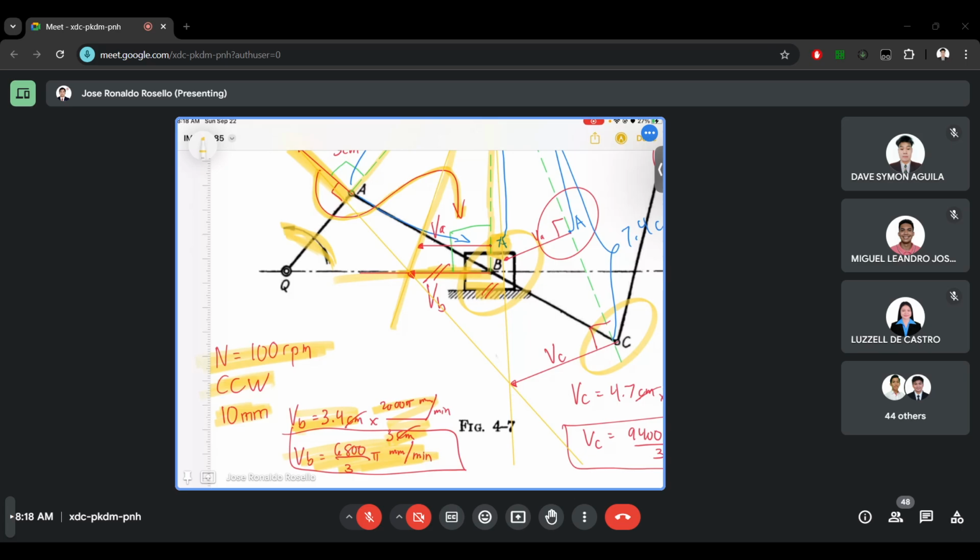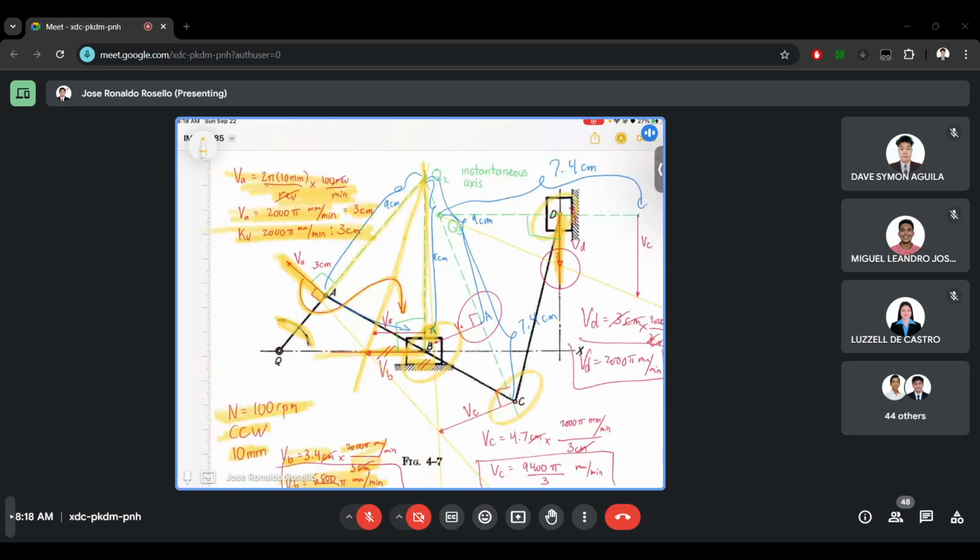So that's P. Next is velocity C. In the instantaneous axis of velocity method, two or more points on the same link have the same instantaneous axis. So in this case, for point C, we can use Q2 as its instantaneous axis because it is on the same link as A and B. So let's make a perpendicular line also from Q2 going to C.